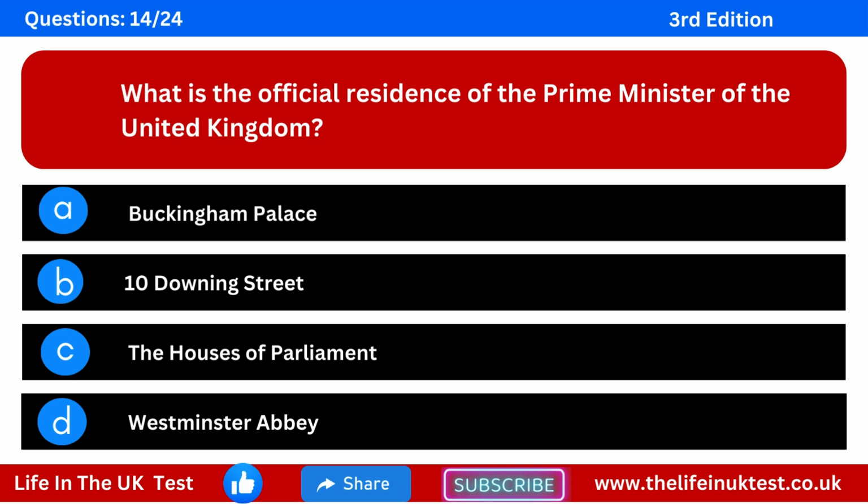Question 14. What is the official residence of the Prime Minister of the United Kingdom? Option A, Buckingham Palace. Option B, 10 Downing Street. Option C, the Houses of Parliament. Option D, Westminster Abbey.